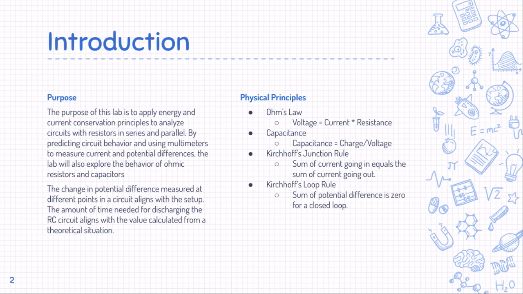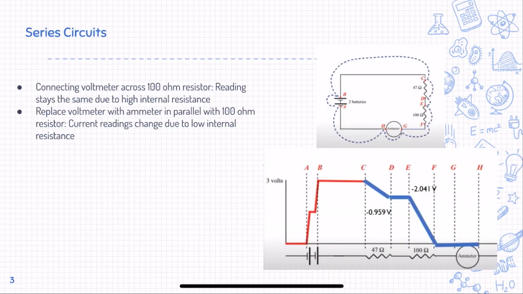capacitance, which is capacitance equals charge divided by voltage, Kirchhoff's junction rule, which implies that the sum of current going in equals the sum of current going out, and finally Kirchhoff's loop rule, which is that the sum of potential differences is zero for a closed loop.